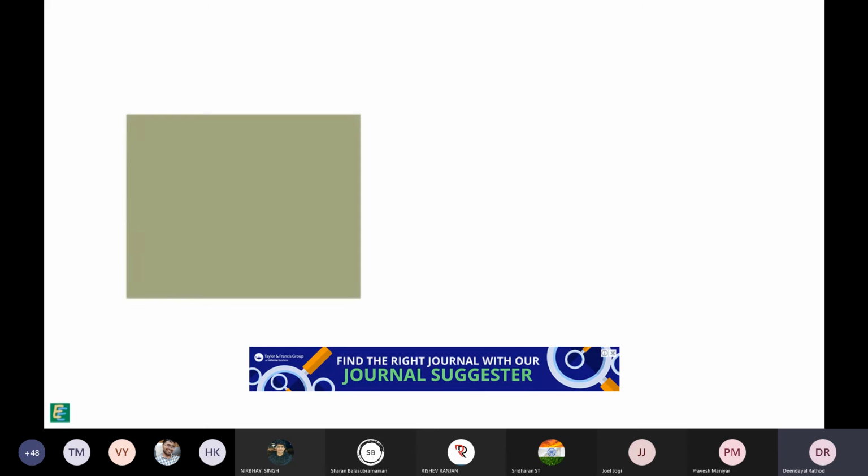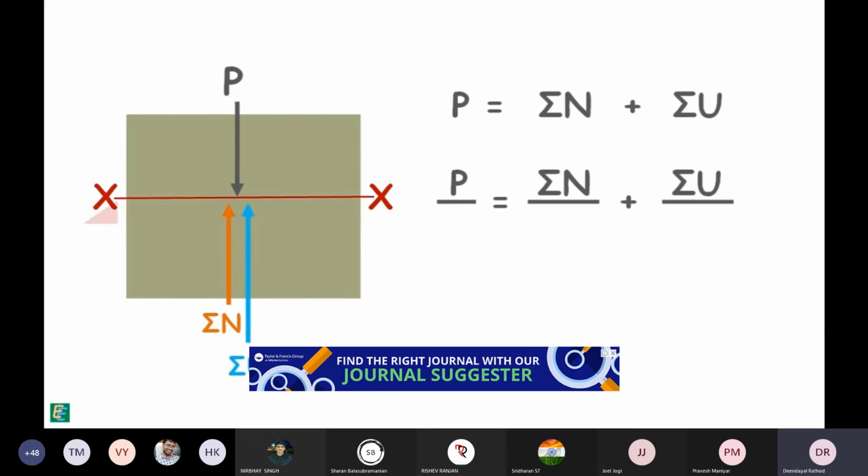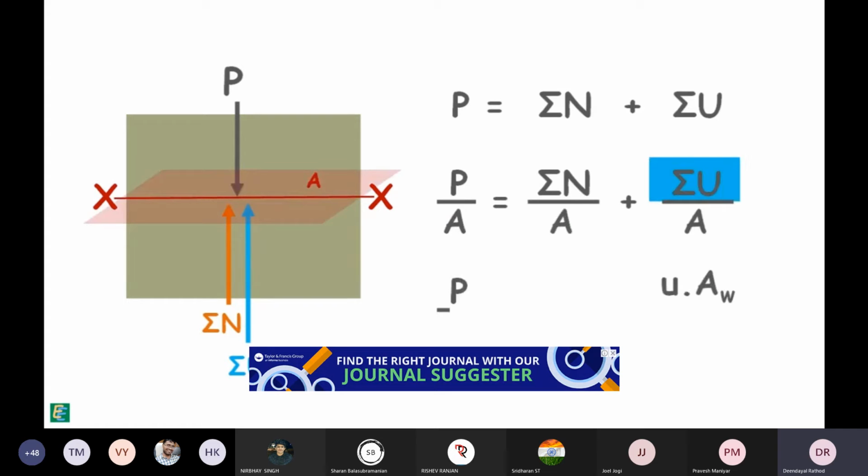Now, by applying the equation of equilibrium on the plane XX, we can write that the total normal force acting on this plane is equal to the sum of all normal interparticle forces and pore water pressure force. Divide the equation by the whole cross-sectional area capital A of the plane. We can write pore water pressure force as this.